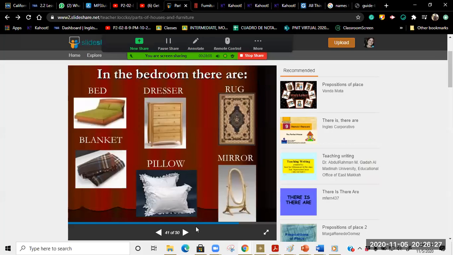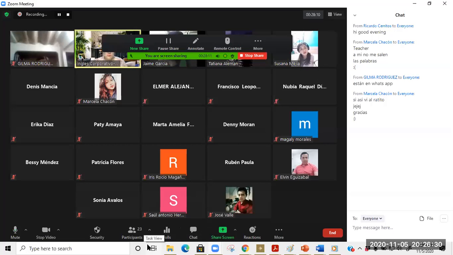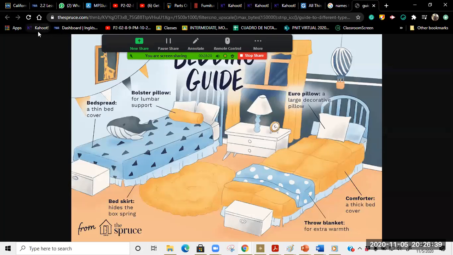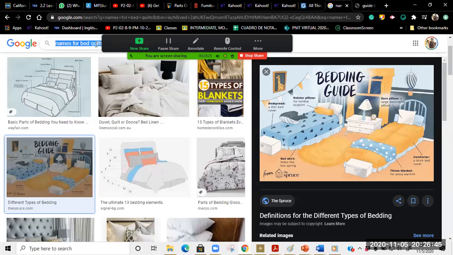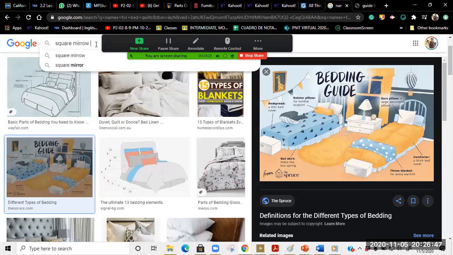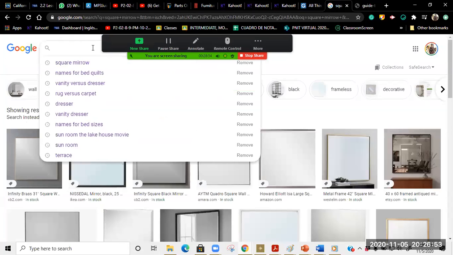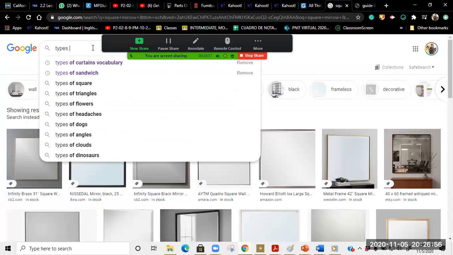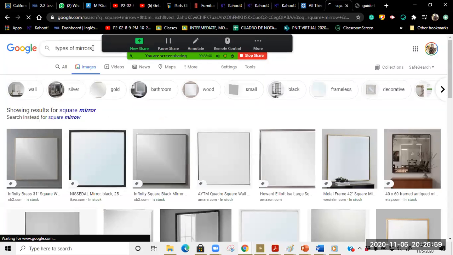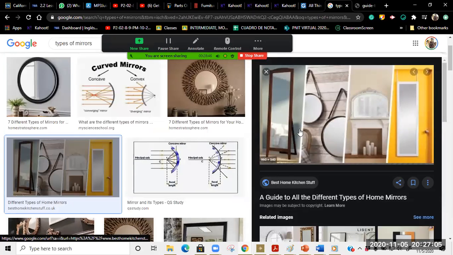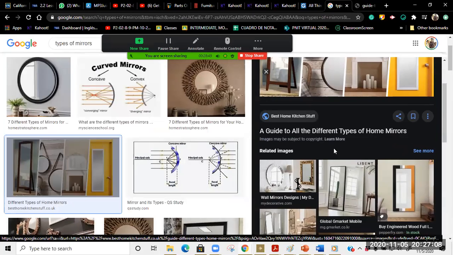And then mirror, do you have a mirror? ¿Tienen espejos? Yes, I have. Redondo, mirror. Cuadrado. How do you say cuadrado? In English. Square. Yes. Square. My mirror is square. Very good. Square mirror. Okay. You can also have a, it's like this one, see? You can also have a round mirror, right? A round mirror.